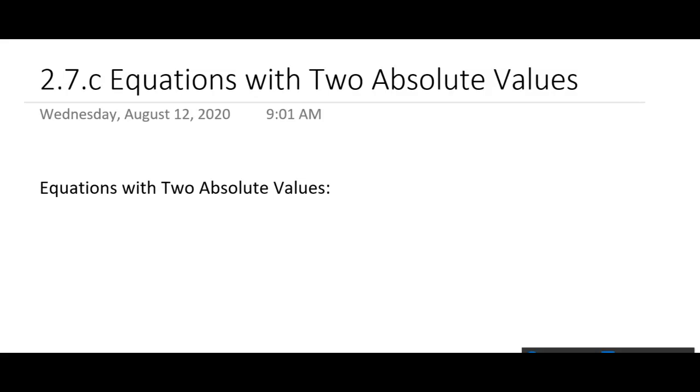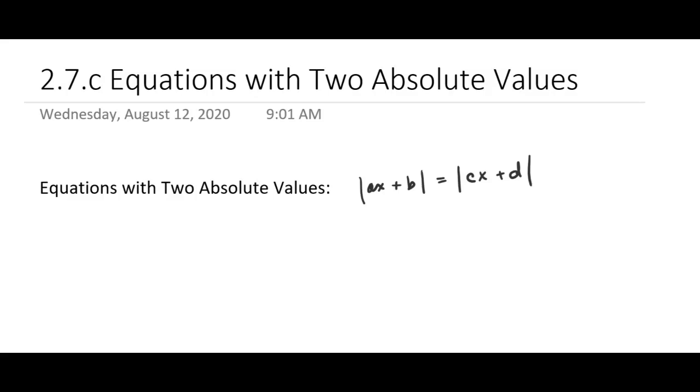Okay, so equations with two absolute values. We're talking about a situation like this, where we would have something like the absolute value of ax plus b equals the absolute value of cx plus d. What I do is keep the absolute value on the left as the one, like in the other absolute value equations we've been working with, and then I make the two cases out of the one on the right.